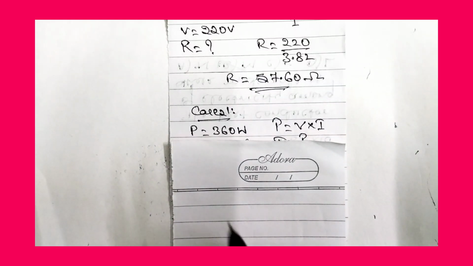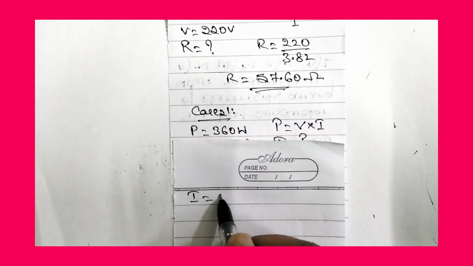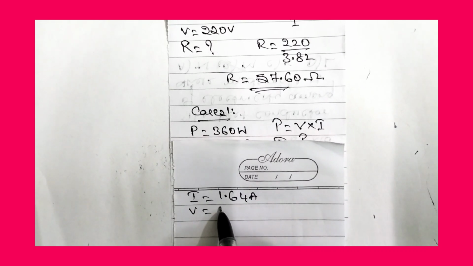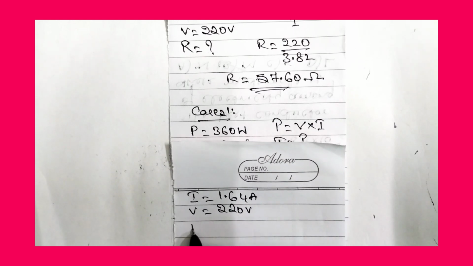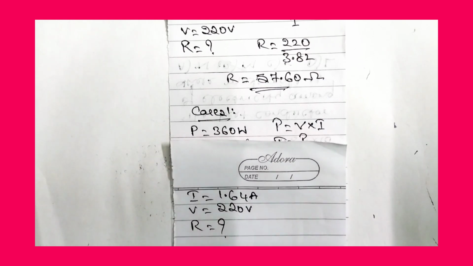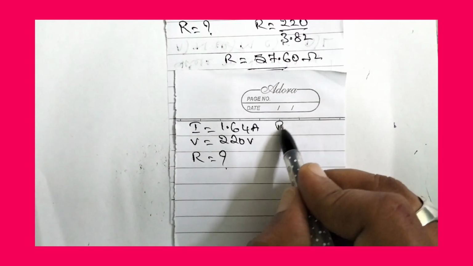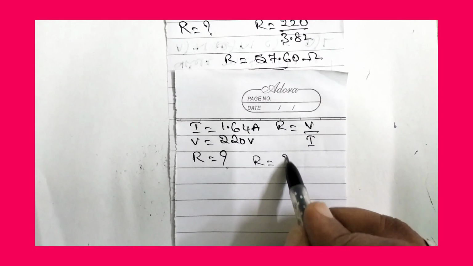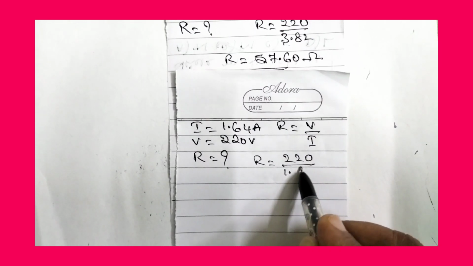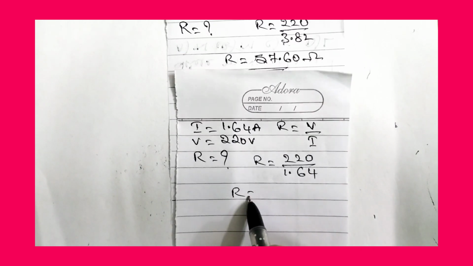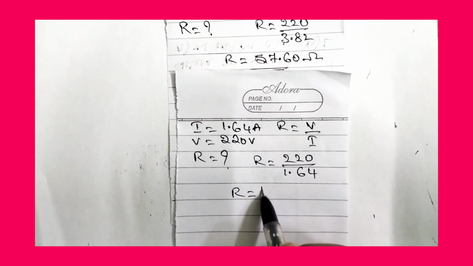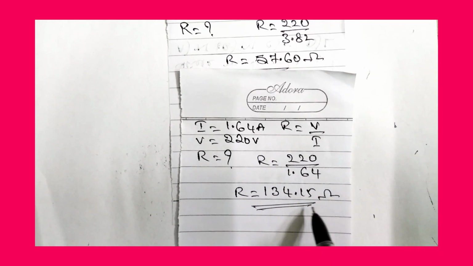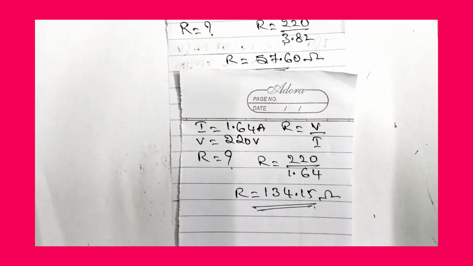Now let us find out the resistance in this case. I is equal to 1.64 ampere, V is equal to 220 volts. Now we have to calculate what is the resistance. R is equal to question mark. According to Ohm's law, R is equal to V by I. So R is equal to V, 220, divided by I, 1.64. Therefore if I divide these two, I will get 134.15 ohm. So this is the resistance of the electric iron.